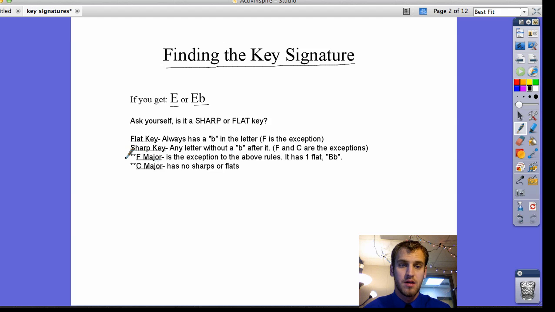F is the exception to the above rule. It has one flat, but does not have a flat in the name. C has no sharps or flats, and so it is neither a sharp nor a flat.